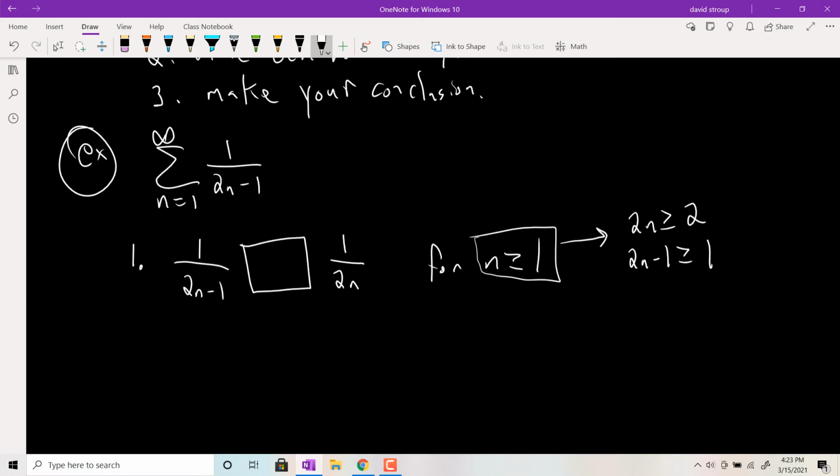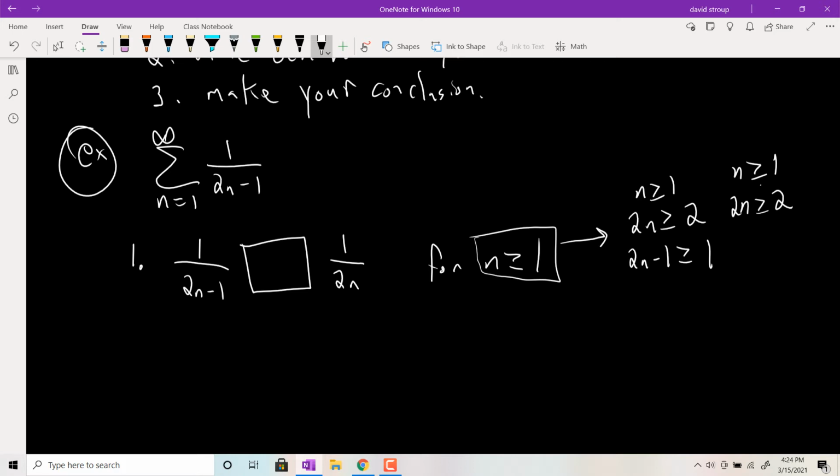2n minus 1 is greater than or equal to 1. On the other hand, let's say... So 2n minus 1 is greater than or equal to 1, but also if you start with n greater than or equal to 1, multiply both sides by 2. Let's start with n greater than 1, and you can multiply both sides by 2 again. So you have 2n, it has to be greater than or equal to 2. So in other words, you don't have an issue with it equaling 0 or being negative or something like that.